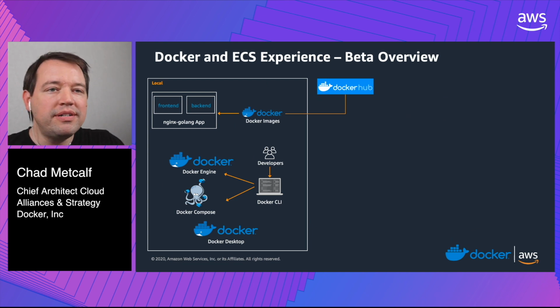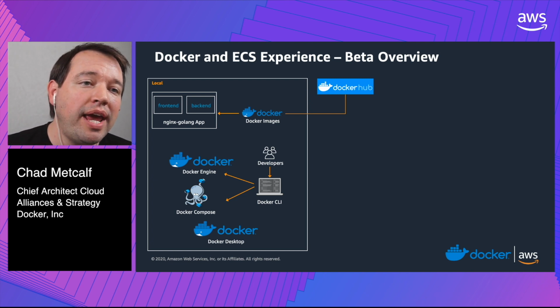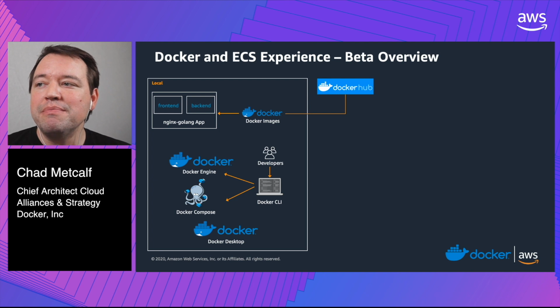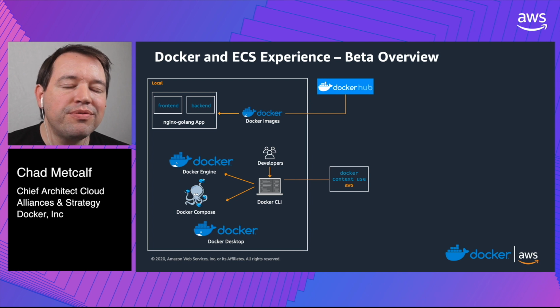So for the demo today, we're going to have a fairly simple front end, back end. We're going to be pulling images from Docker Hub from both a private repository and a public repository. We're going to have a developer CLI running on Docker Desktop on a Windows 10 box. And we're going to see the context and see the flow and see it go straight into ECS with Fargate.